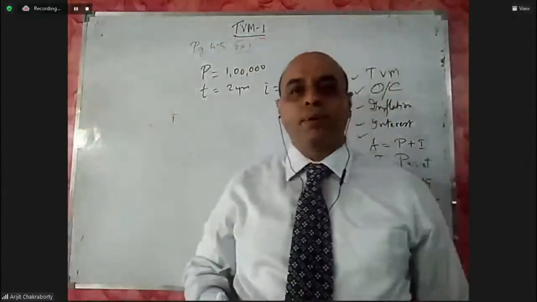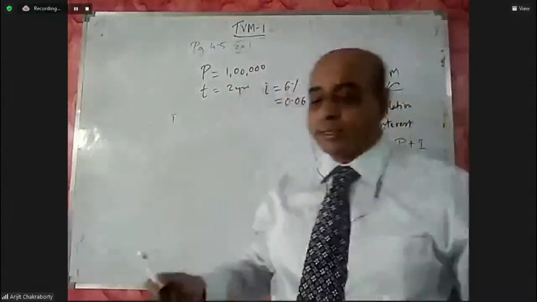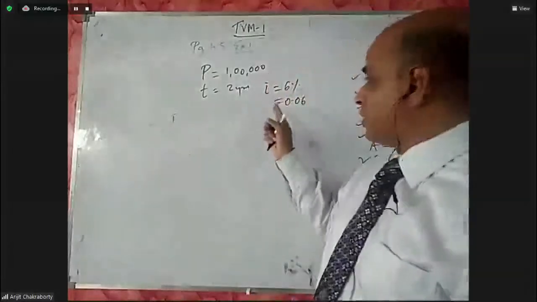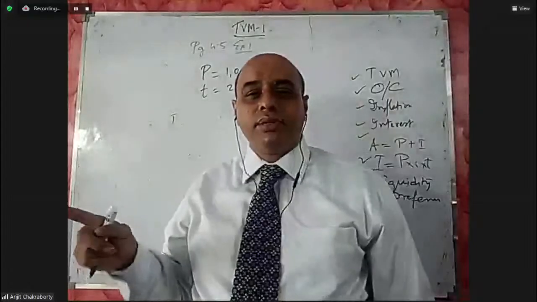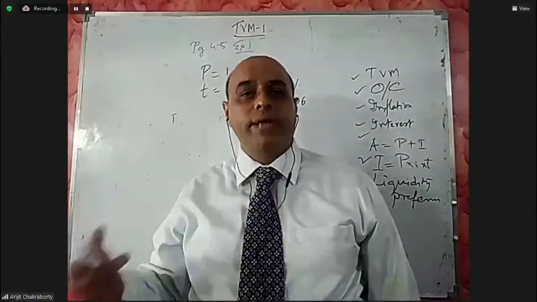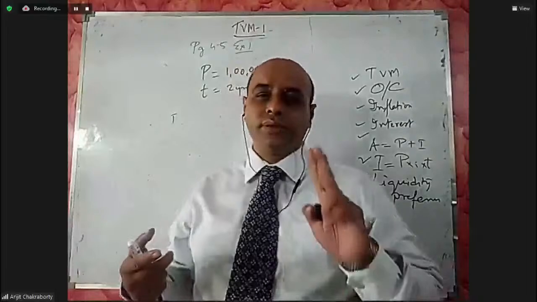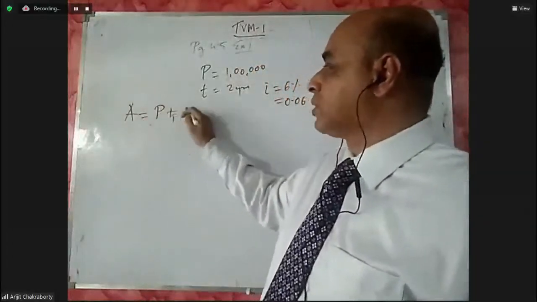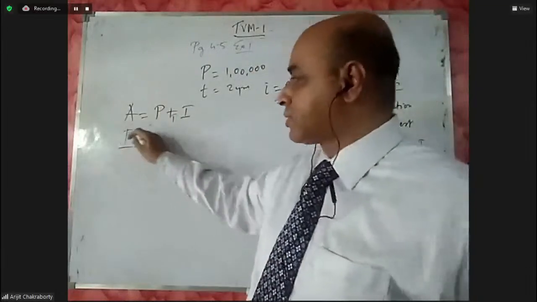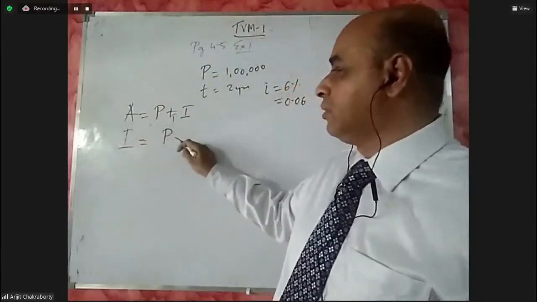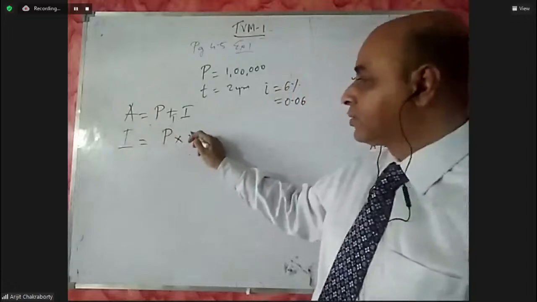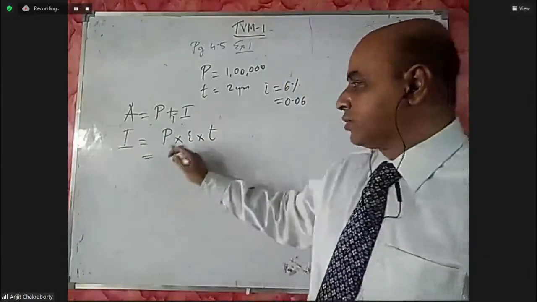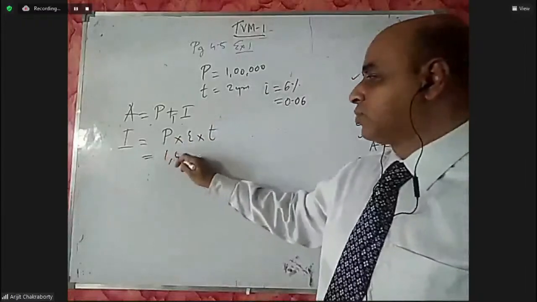So today he is depositing how much? 1 lakh rupees for a period of 2 years. The interest rate is 6% per annum. So what will be the amount which gets accumulated after 2 years? We know that amount is equal to principal plus interest, and interest is equal to the principal multiplied by the interest rate to the time. So principal is 1 lakh. I will put 1 lakh here.